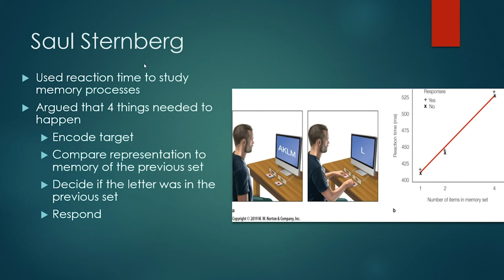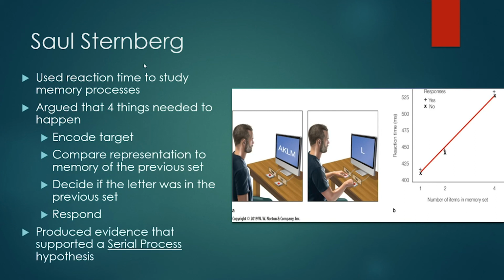And so they have to encode all of this information. They're then shown this letter, and they have to bring this representation back up, right? And search that representation and say, okay, was the letter there or not? They have to make a decision, and then they have to respond. There are these different, very distinct processing steps that should each take a certain amount of time, right?